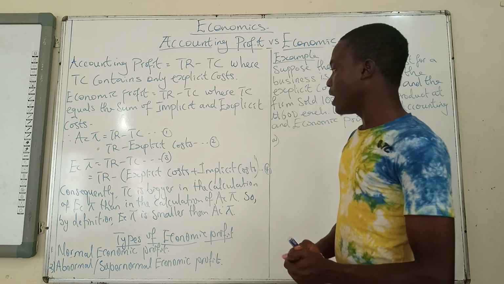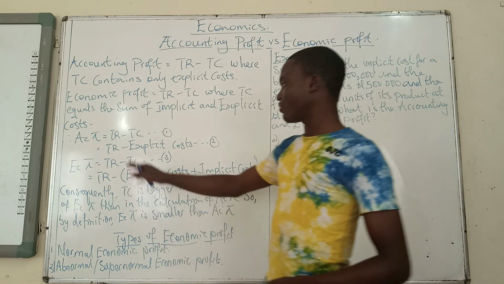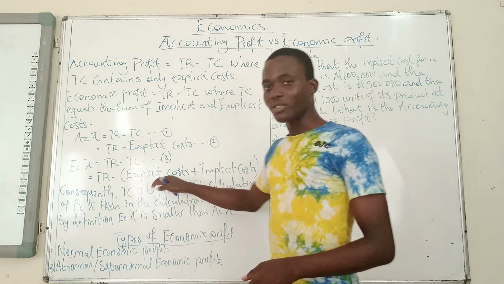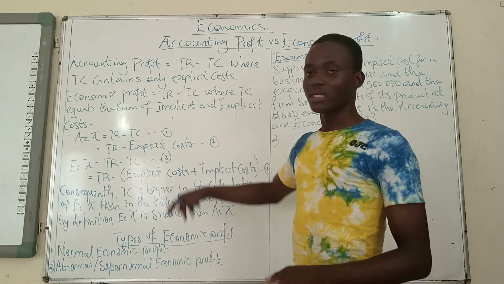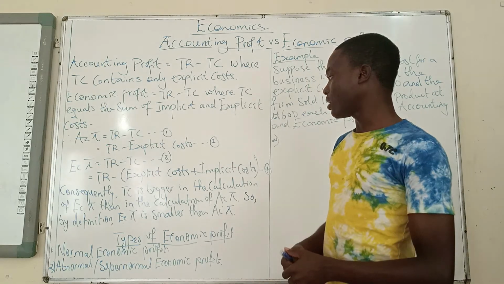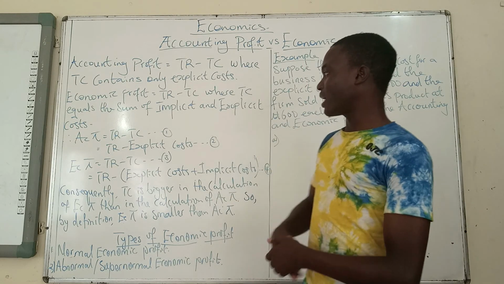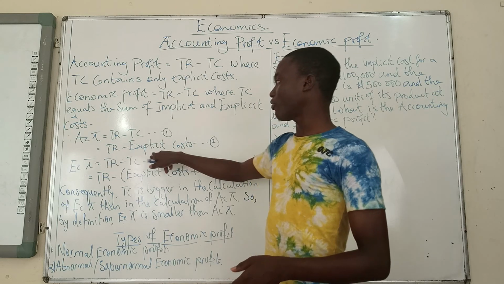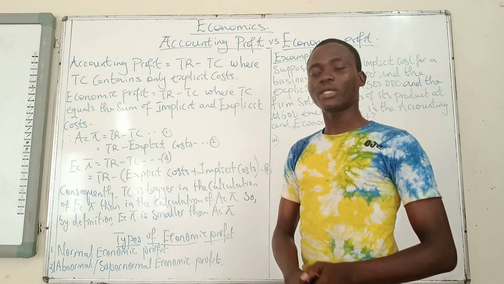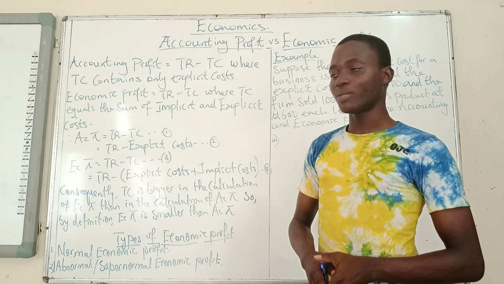an accountant will tell you that total revenue is 500 million. It considers only the explicit cost, which is 400 million, as I said earlier. So it doesn't consider the implicit cost. At the end of the day, the accountant will say 500 million minus 400 million equals 100 million. That okay, this firm is making 100 million naira profit.